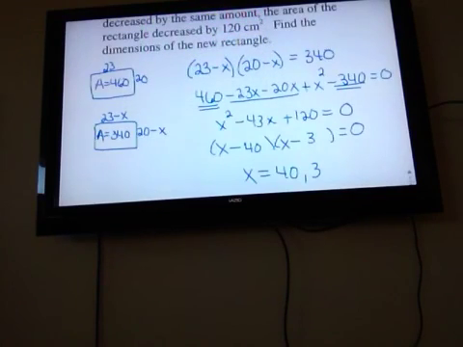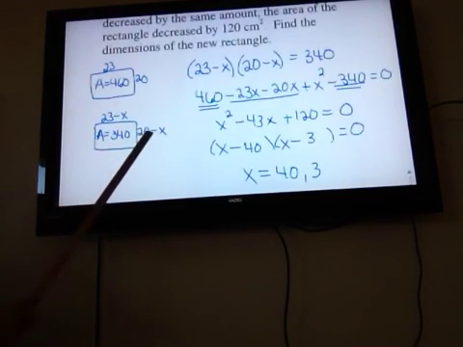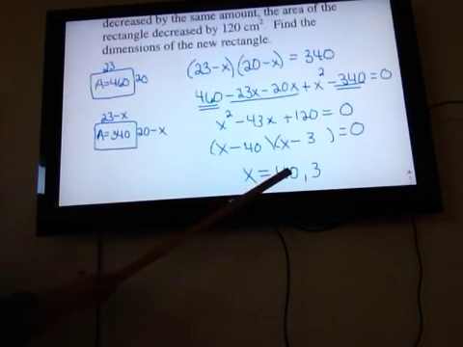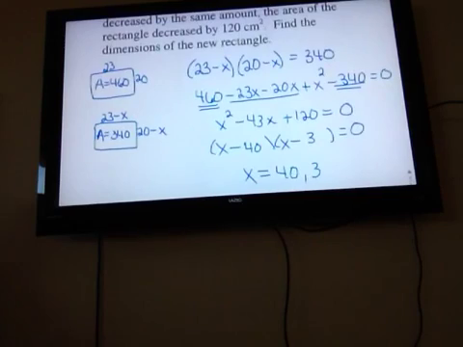I can eliminate one of those. Now it's not negative, so not maybe an obvious one, but think about this. If the dimension's only starting at 20 and 23, I can't decrease it by 40. So my x value is 3.